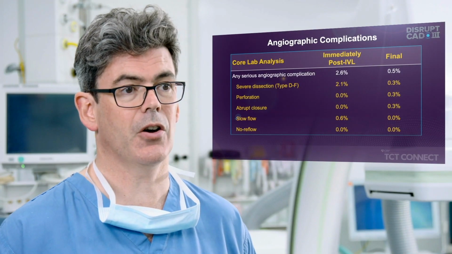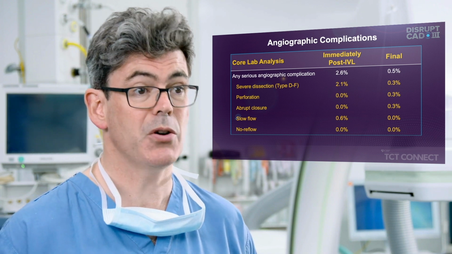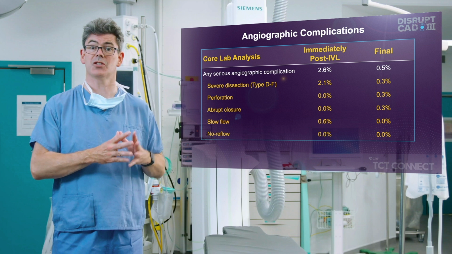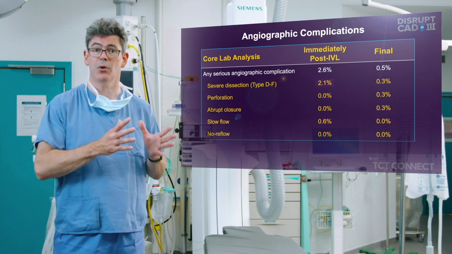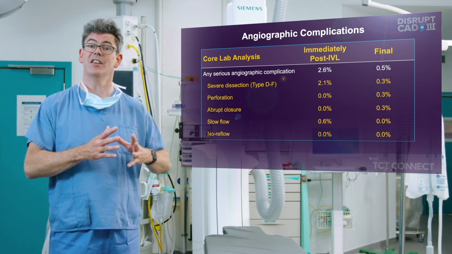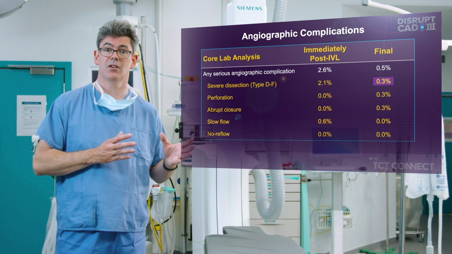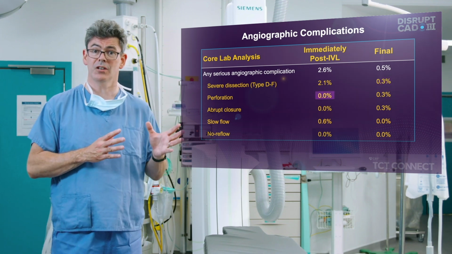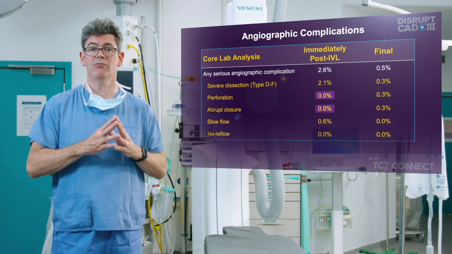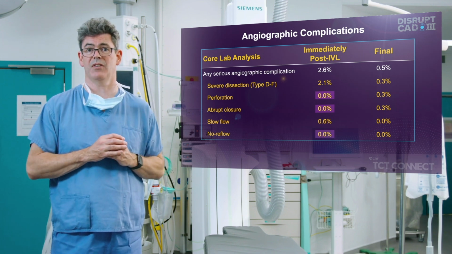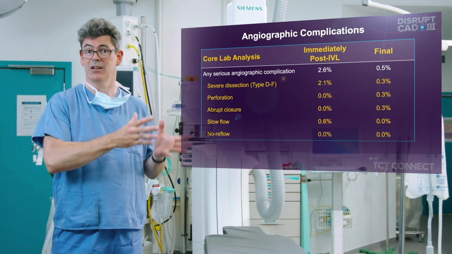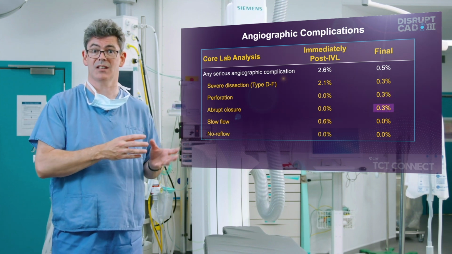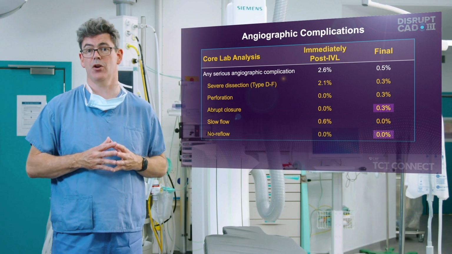These are the angiographic complications noted as post-IVL and final. As you can see, severe dissection type D through F was observed in 2.1% post-IVL. This was reduced to 0.3% following stent deployment at the end of the procedure. Note that perforation, abrupt closure, and no reflow were 0 post-IVL. These figures at the end of the procedure were 0.3%, 0.3%, and remained 0 for no reflow.